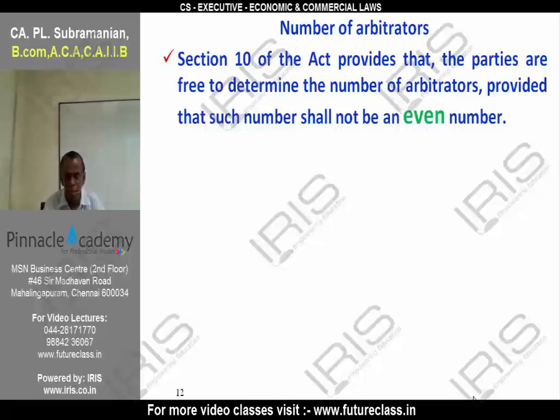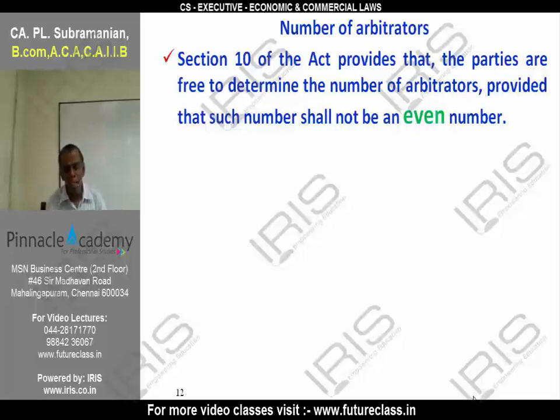Then, section 10 of the Act provides that the parties are free to determine the number of arbitrators, provided that the number shall not be an even number. What does it say? The agreement can say that both of them will appoint one each or something like that. They can decide any number, but it should not be even. If it is even, what will they do? Two parties are disputing, both of them appoint one as per the agreement. Then the agreement will say that both the arbitrators will appoint a third arbitrator. Now three persons will become arbitrators.